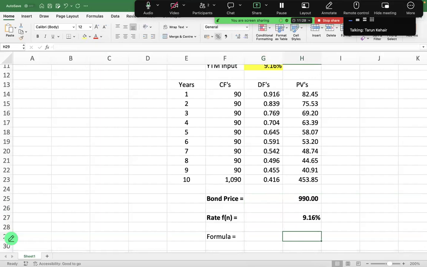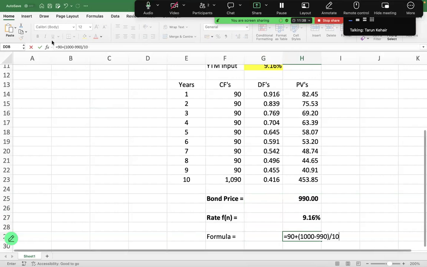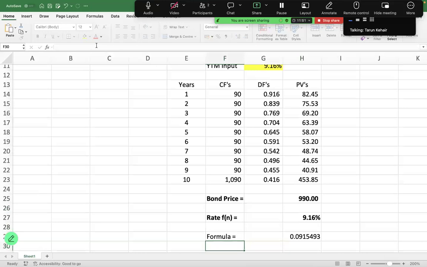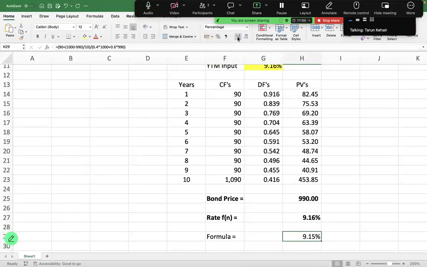Formula is C plus (M minus P) by N. C is 90, plus maturity value 1,000 minus price 990, divided by 10. So this becomes C plus (M minus P) by N, divided by 0.4 times the maturity value plus 0.6 times the price. What is the number you are getting here? Very close, 9.15%.